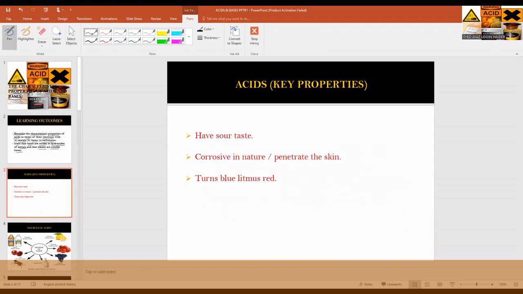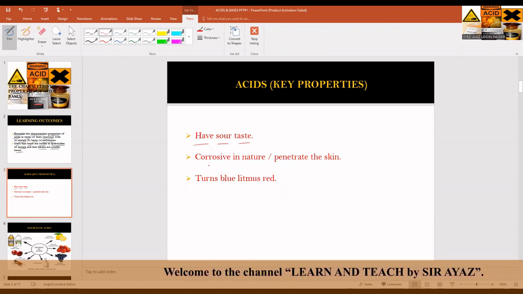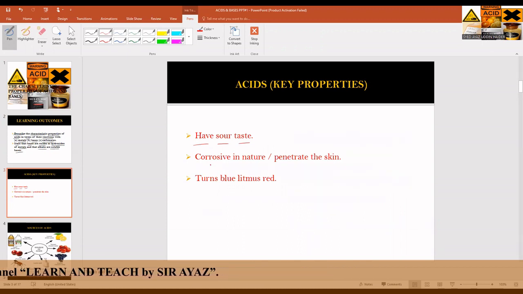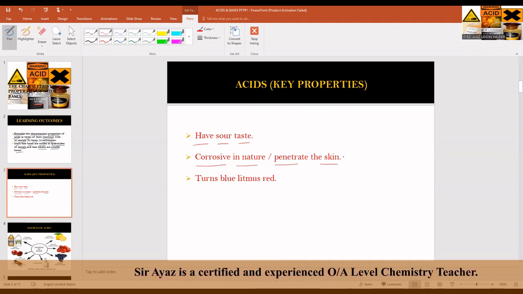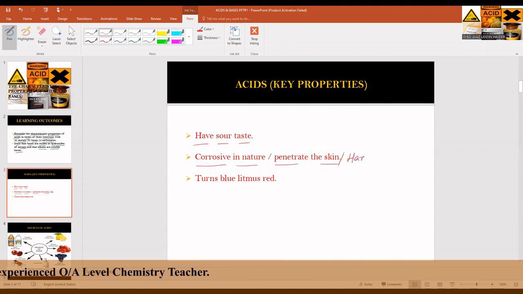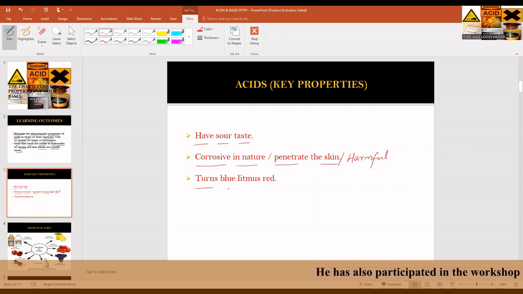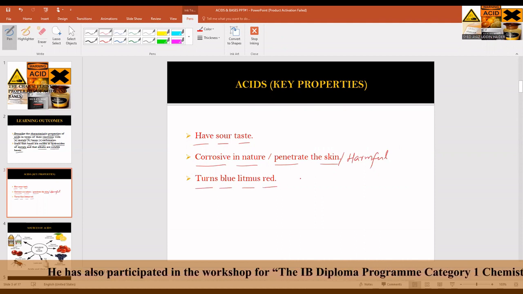Here are some key properties of acids. Acids have sour taste. You have tasted foods in your daily life. They all contain acid, due to this reason there's some sour taste in them. Acids are corrosive in nature or they penetrate the skin. You can even write they are harmful. Acids turn blue litmus paper red.